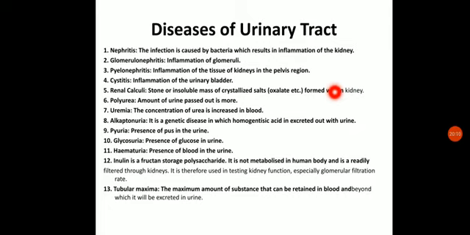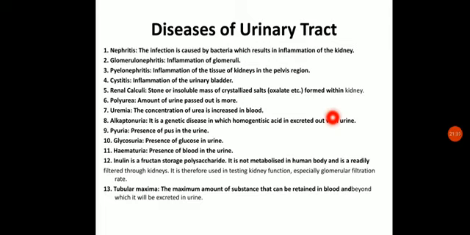Polyuria, the amount of urine passed out is more, basically more than the normal. That is mainly where the feedback mechanism or the regulation of the urine is not proper or is lost. This condition may lead to polyuria. Next is uremia. It's when the concentration of urea, the nitrogen waste, is increased in the blood.